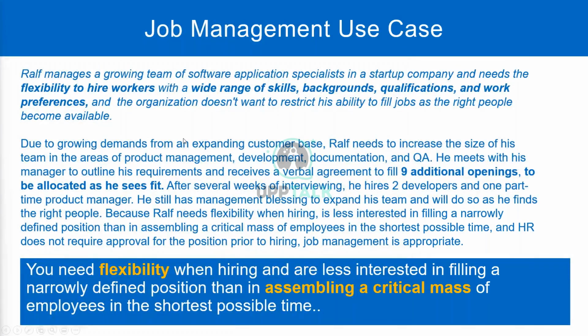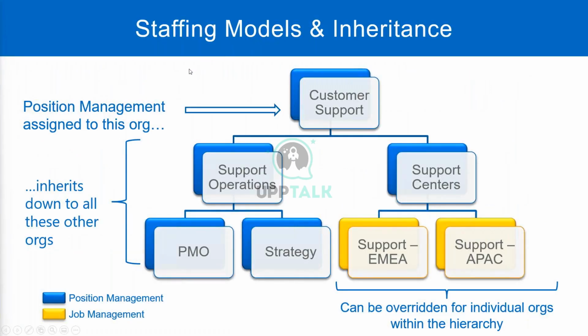Now let's look at a little bit more theory. When we look at the staffing models and inheritance, when you create a supervisory organization and you define the staffing model, and then you create a subordinate, remember that when we created subordinates, we did not have to specify the staffing model for each and every organization. Right, when we were creating subordinates. And why was that? Inheritance. Because it inherited from the superior organization. So this is typically the behavior.